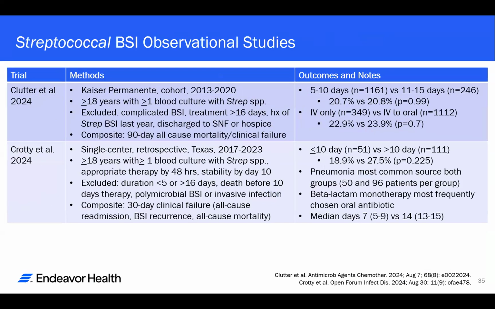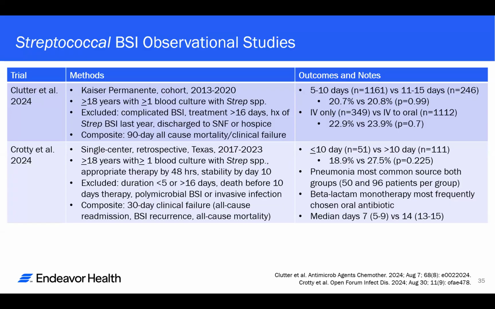In terms of strep, we have a little bit more evidence from retrospective studies. So one trial by Clutter and colleagues in 2024, again, out of Kaiser Permanente, that looked at patients that had strep bloodstream infections and looking for a composite 90-day all-cause mortality. They looked at both duration of therapy and IV to PO switch. So they looked at either 5 to 10 days versus 11 to 15 days. The median for the group was 9 days in the shorter course and 14 in the longer course, and they found no difference there. In the IV versus IV to oral, again, they found no difference.